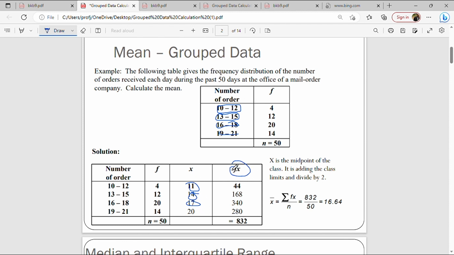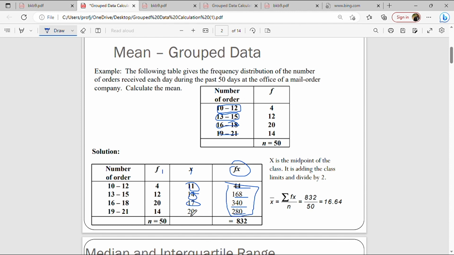Now, for the next table, you have to create fx. That's the multiplication of frequency times x. So you have 4 times 11, that's 44. 12 times 14, that's 168. 20 times 17, that's 340. And finally 14 times 28, that's 280. Sorry for my wrong drawing. Everything you have from this place to the end, all you need to do is sum them up. That gives you your summation fx.